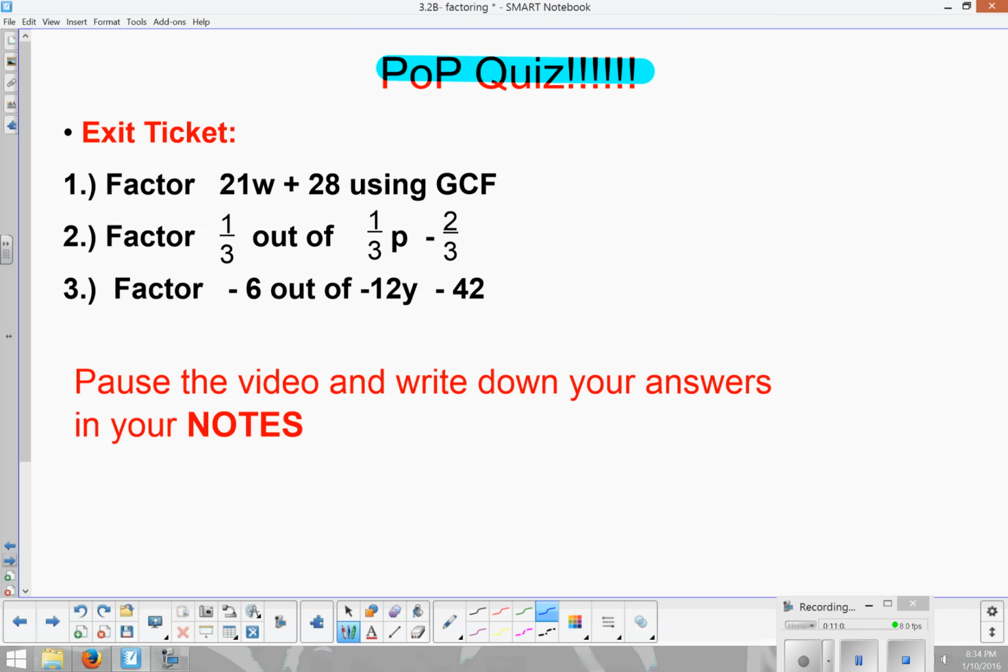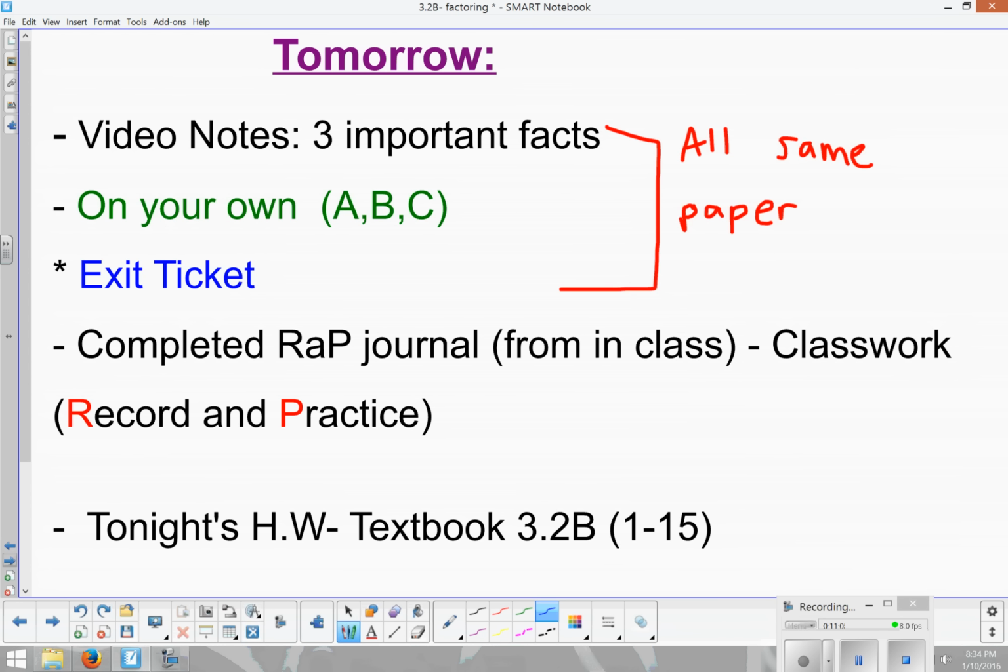Okay? All right. Finally, for tomorrow, today you already took notes in class, the 3 important facts. You have your on your own completed. Your exit ticket should be completed. That's the pop quiz. This should all be on the same paper, okay? And then your completed wrap journal that you did in class today. This is after the quiz. That needs to be finished as well and turned in. And if you didn't turn it in today, you may turn it in tomorrow, but it is late. So this should have been turned into the sub today.